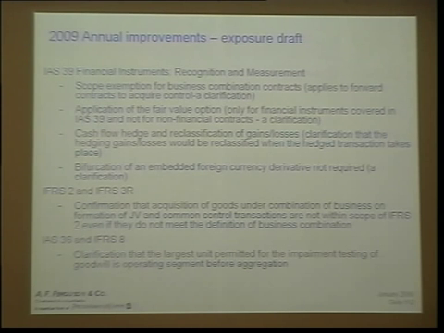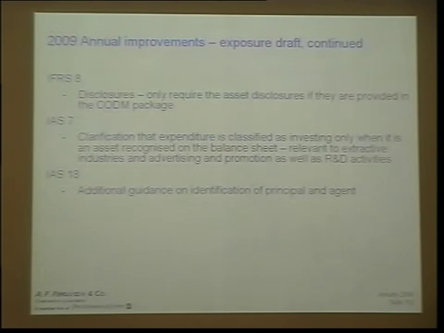IFRS 2 confirmation that acquisition of goods under business combinations, formation of JVs and common control transactions are not within the scope. Again, just a clarification. Clarification that the largest unit permitted for the impairment testing of goodwill is the operating segment before aggregation. So impairment testing should be done before aggregation. We learned that. IFRS 8 disclosures only require the asset disclosures if they are provided to the chief operating decision maker. I mentioned there that in 2009, the assets have been deleted from the must disclosures.